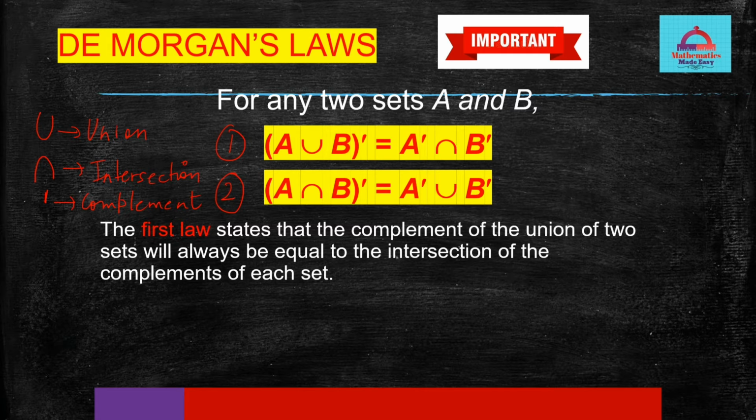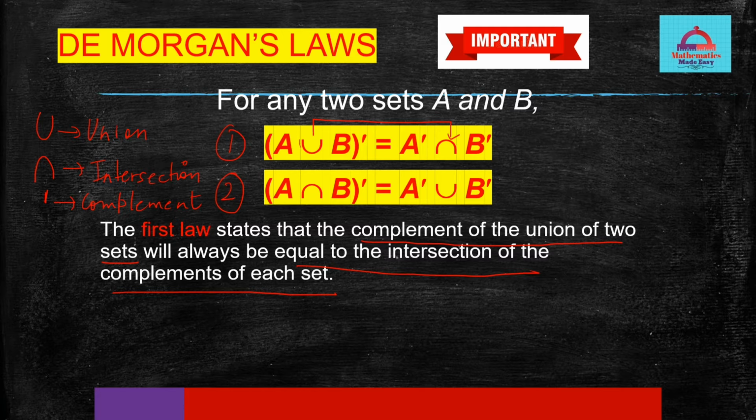So the first law states that A union B complement. If you take the complement of the union of two sets, that will come out to be equal to the intersection of the complements of each set. It means that when you take the complement of the union, the union changes to intersection, and A union B complement is equal to A complement intersection B complement.